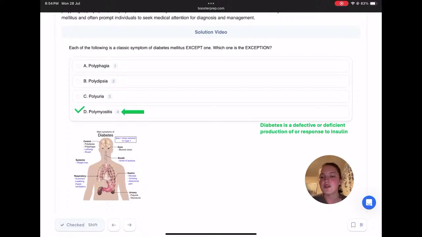And once you know the definitions of these 4, it may seem pretty obvious that this was the odd one out. This is a completely separate condition, and it's not associated with diabetes at all. The generalized muscle weakness seen in the condition usually develops gradually, and it's most common in adult women.